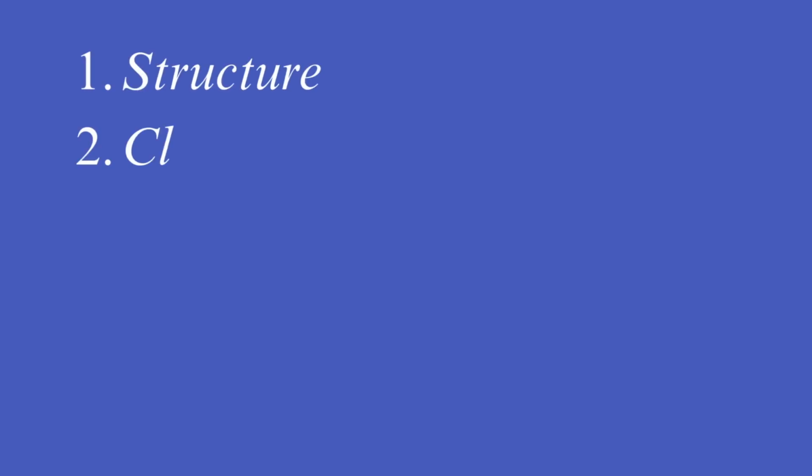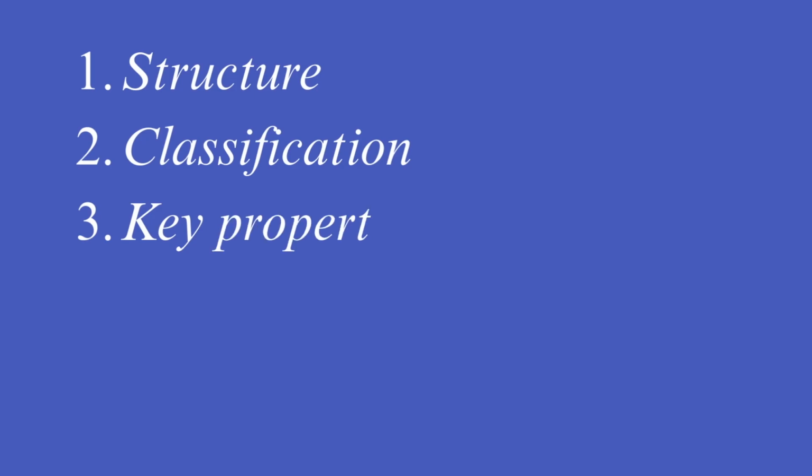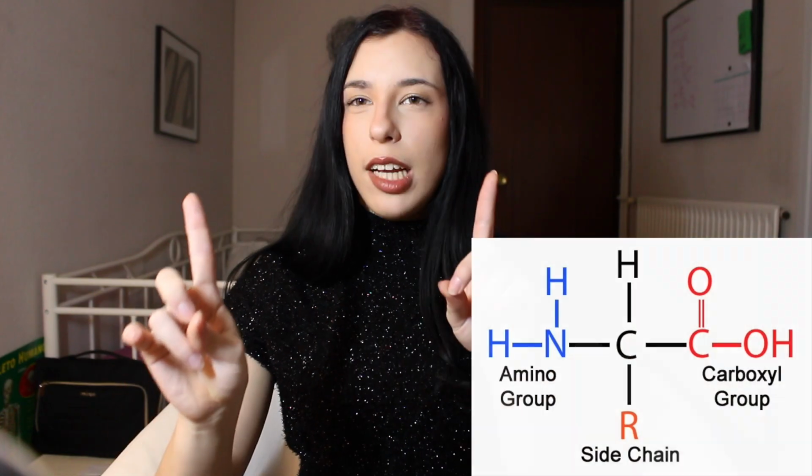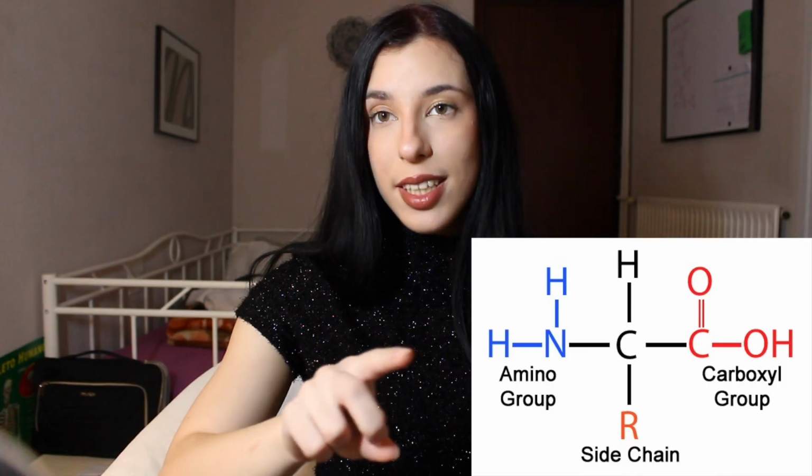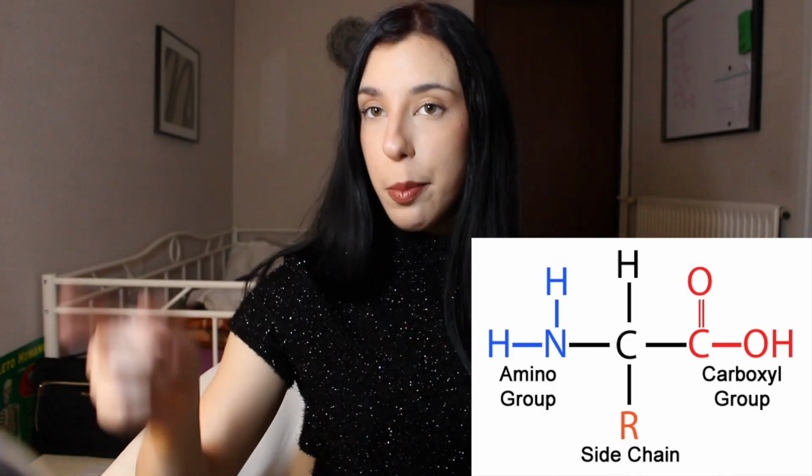This video is going to be formed by three parts: the structure, the classification, and the key properties. Let's start with the structure. What do you need to form an amino acid? Well, you need a central carbon. You'll also see it in textbooks as an alpha carbon.